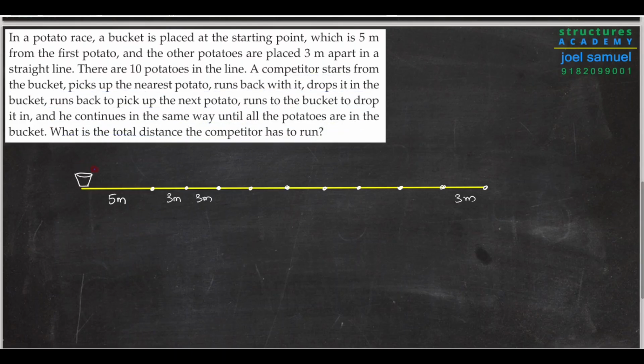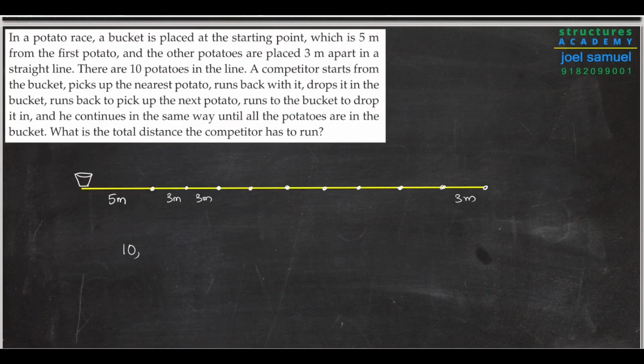Alright, so let's say the competitor is here, and the competitor wants to go pick up a potato, come right back. So the first run would involve a total of 10 meters, 5 up and 5 down. So the first term of the series would be 10, and then the next distance would be from here, that is 5 plus 3 is 8, 8 up and 8 down, which means the second term would be 16.